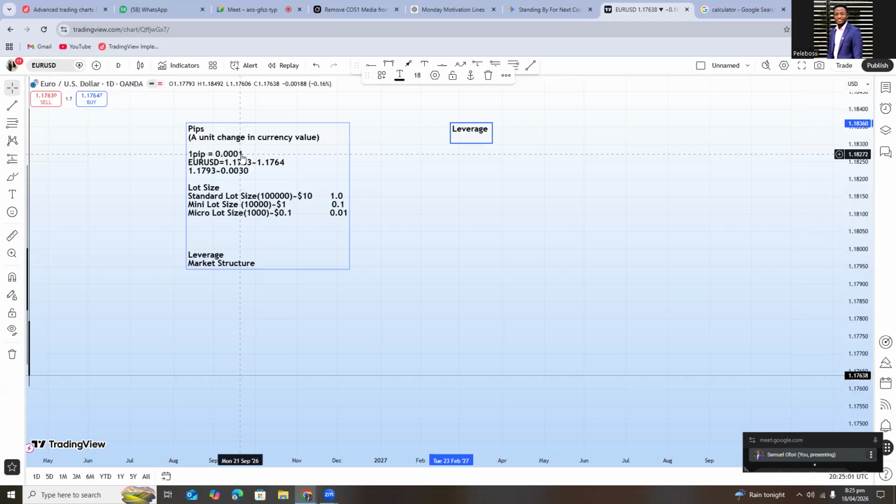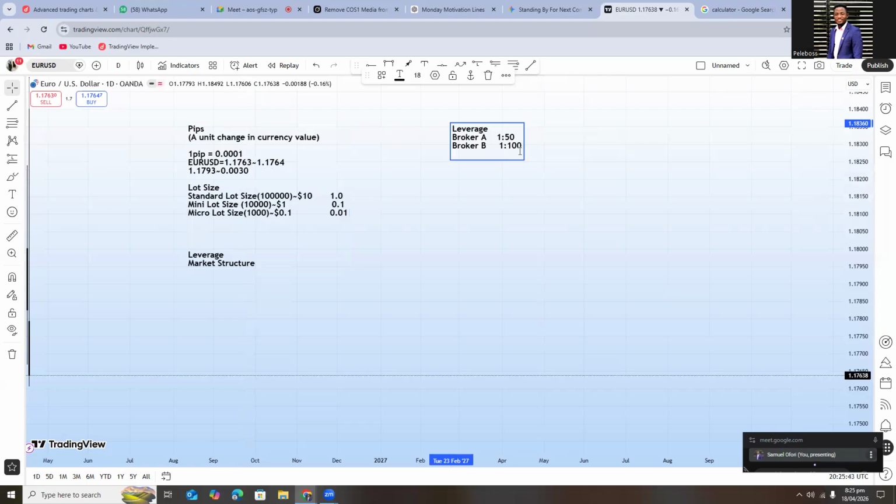Let's say broker A offers a leverage of 1 is to 50, and then broker B offers a leverage of 1 is to 100. Now, what does this mean and how does it affect you as a trader? Let's look at it. We are going to use the same pip value change.